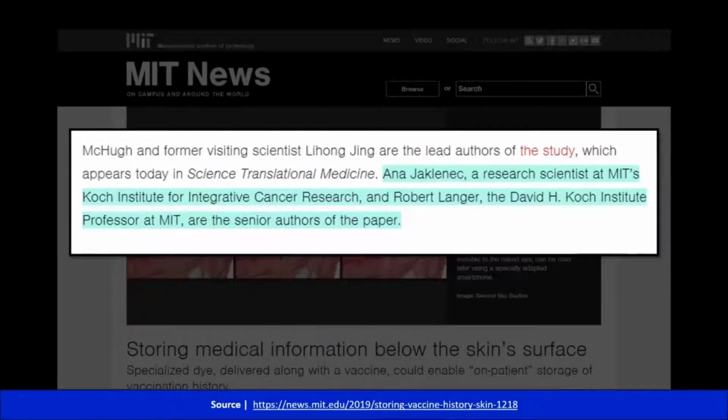Anna Jakalenik. Okay, so we saw her, she was on the patent. A research scientist at MIT's Koch Institute for Integrative Cancer Research, and Robert Langer, the David H. Koch Institute professor at MIT, are the senior authors of the paper.